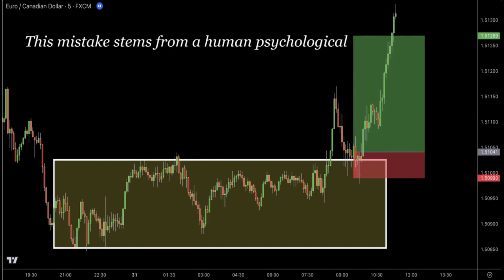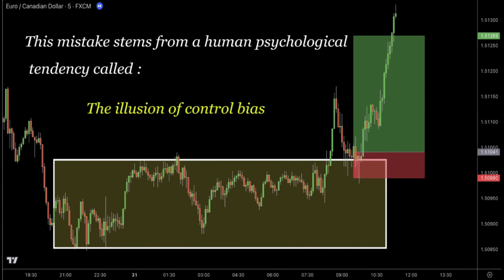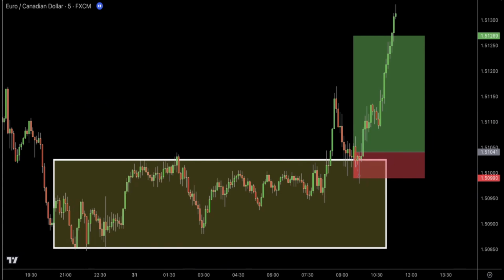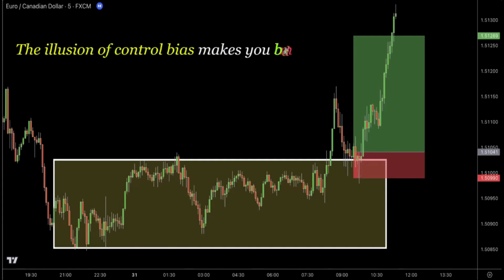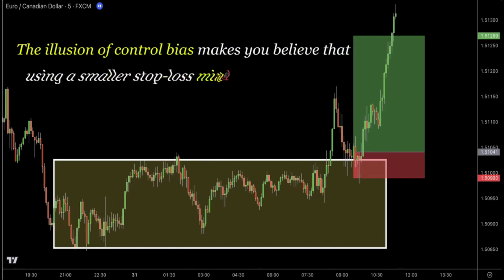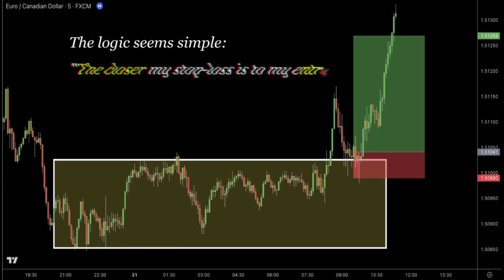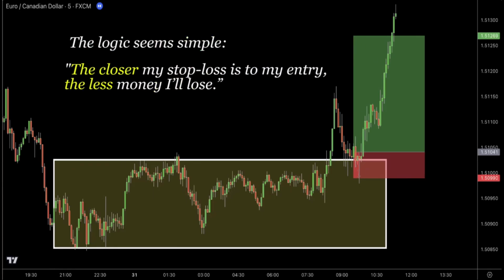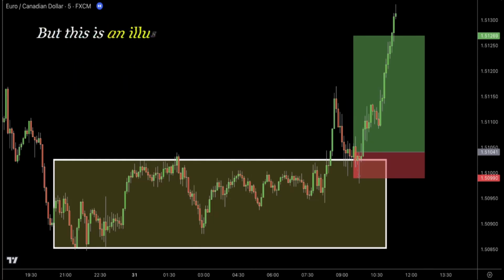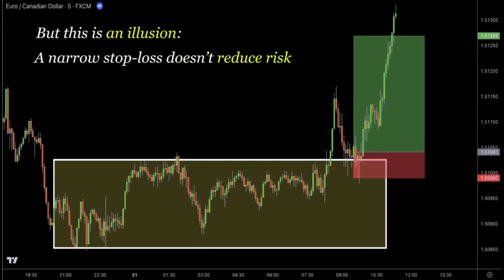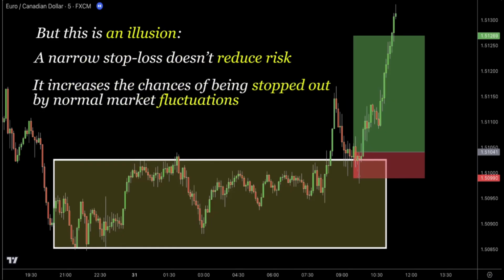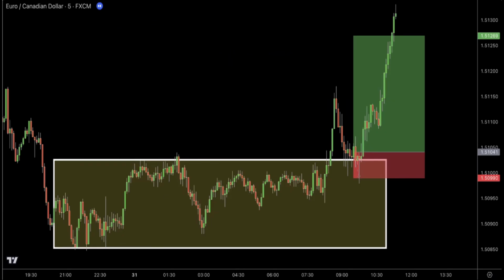This mistake stems from a human psychological tendency called the illusion of control bias. In trading, the illusion of control bias makes you believe that using a smaller stop loss minimizes your risk. The logic seems simple. The closer my stop loss is to my entry, the less money I'll lose. But this is an illusion. A narrow stop loss doesn't reduce risk. It increases the chances of being stopped out by normal market fluctuations, even if the trade eventually moves in your favor.